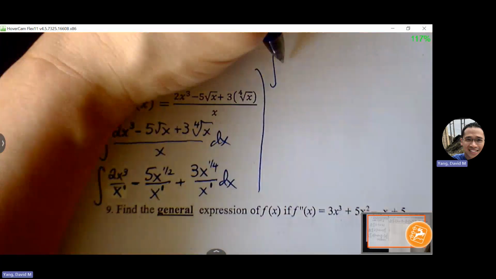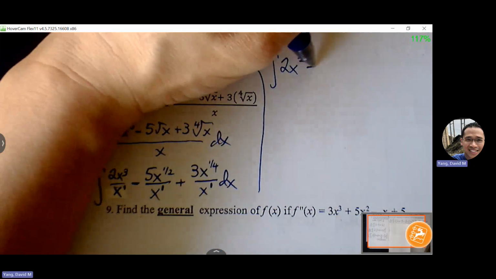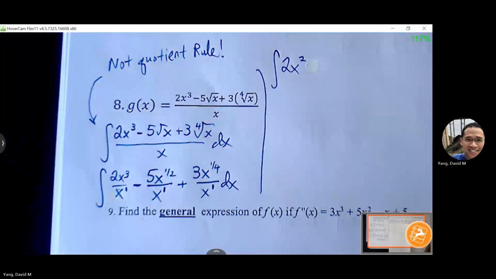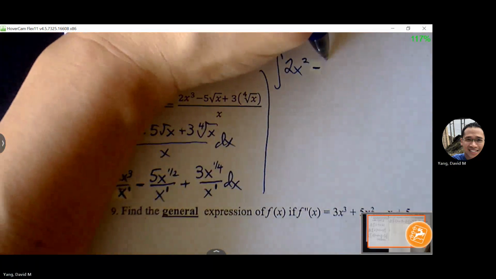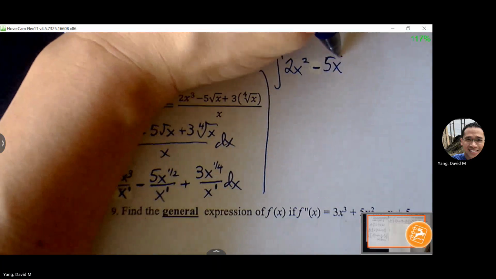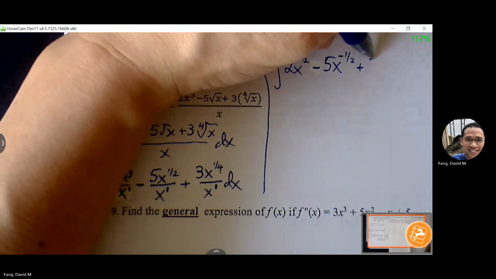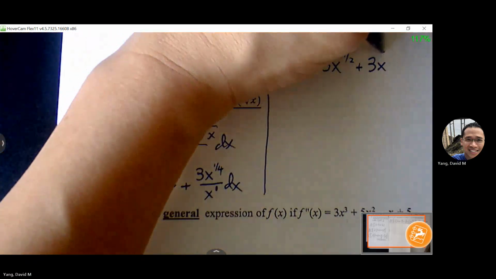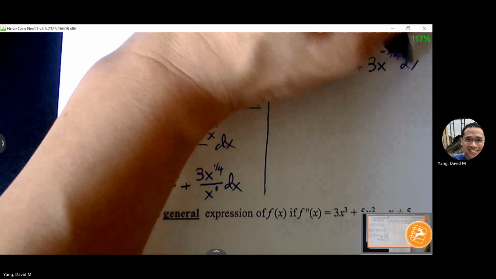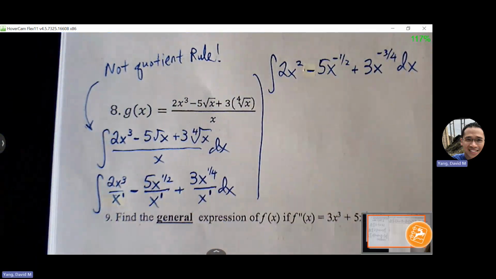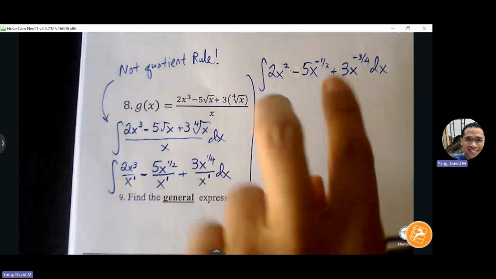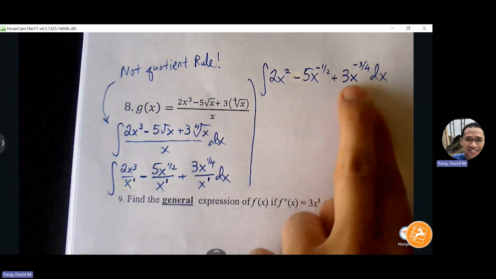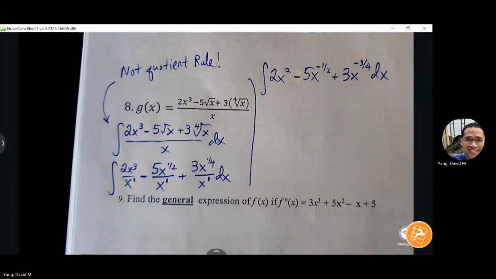So the first term becomes what? 2x squared. Sorry, minus what? 3x to the... You don't put them in the denominator yet, right? Not yet, yeah, because we haven't started power rule yet. We're just getting it ready so that the next step is power rule.